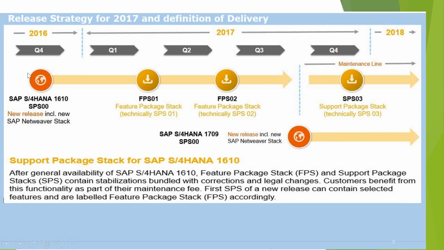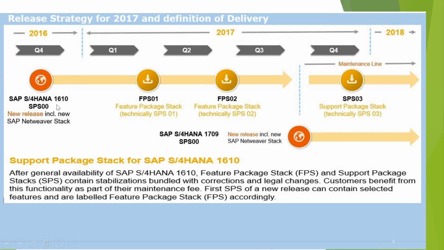So that's how SAP introduces its release strategies. In these release strategies, whenever they go through multiple quarters, they come up with support packs, like FPS 01, FPS 02 or SPS 03, depending on when you're purchasing this particular product. But in the current situation, we are mainly talking about the 1709 version.